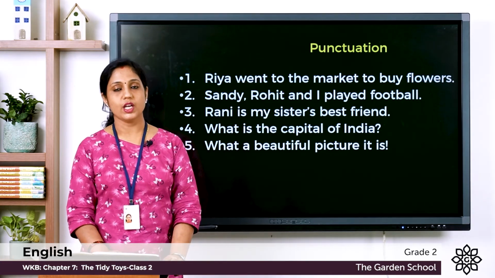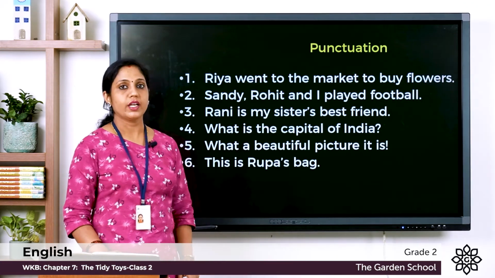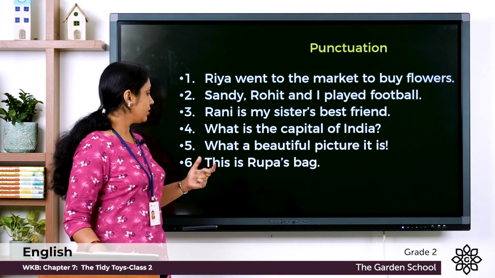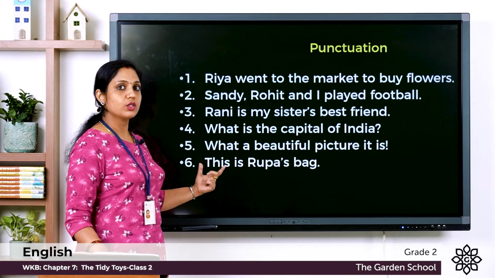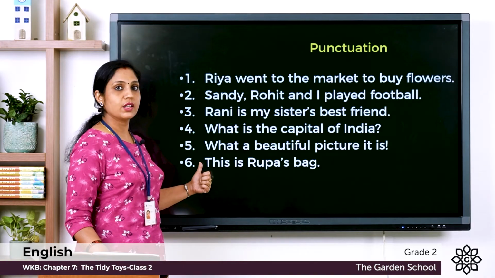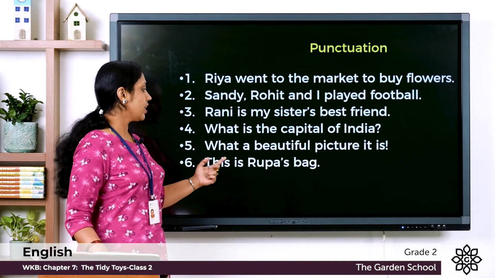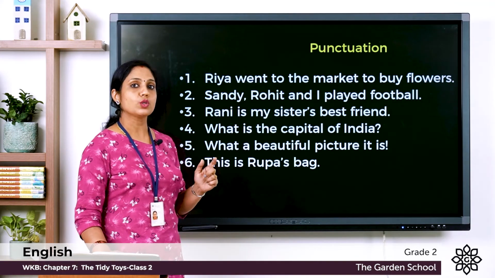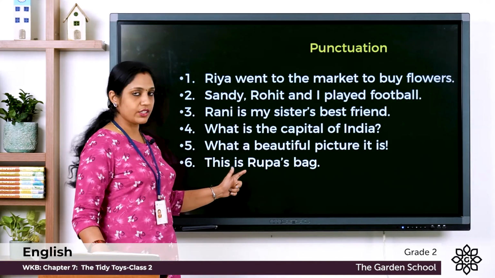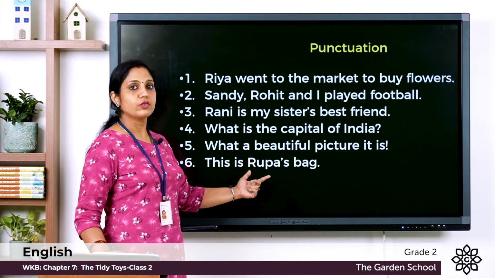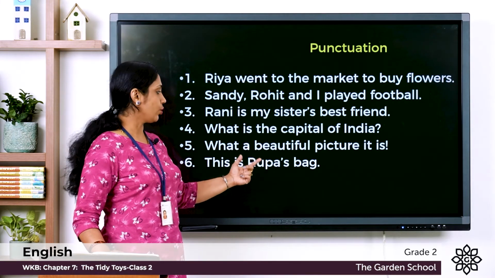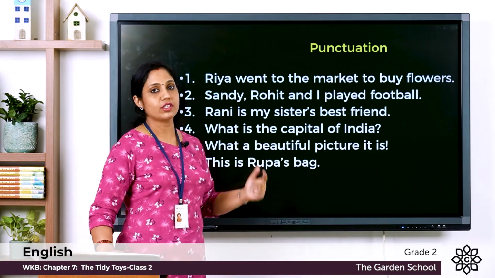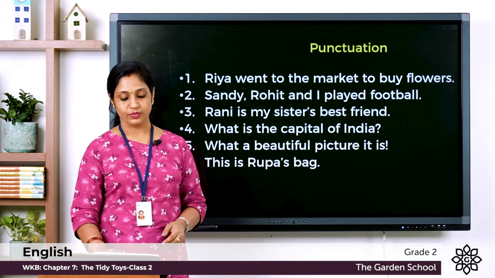Sixth, this is Rupa's bag. Here the word "this", T should be written in capital letter because that is the first word. So we have to start a sentence with the capital letter. This is Rupa's. Again, Rupa is the name of a person, so R should be written in capital letter. Rupa's, we have to insert apostrophe. So Rupa apostrophe S becomes Rupa's bag, and a full stop at the end of the sentence.